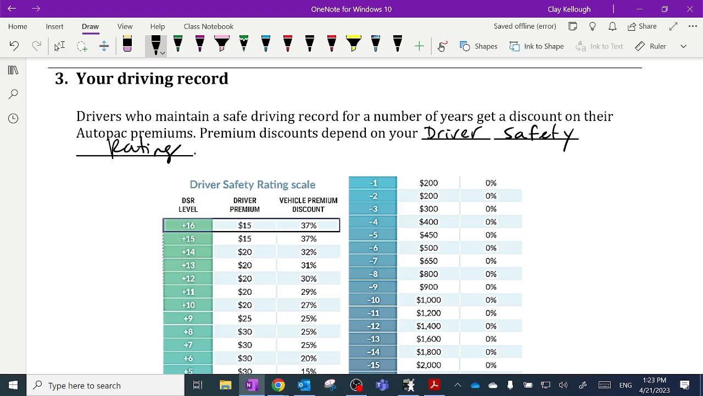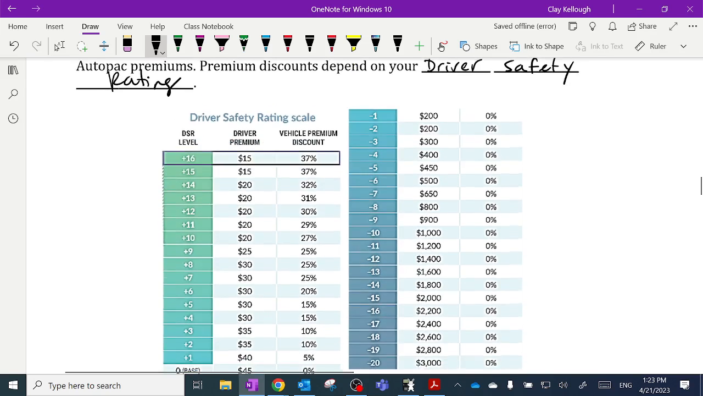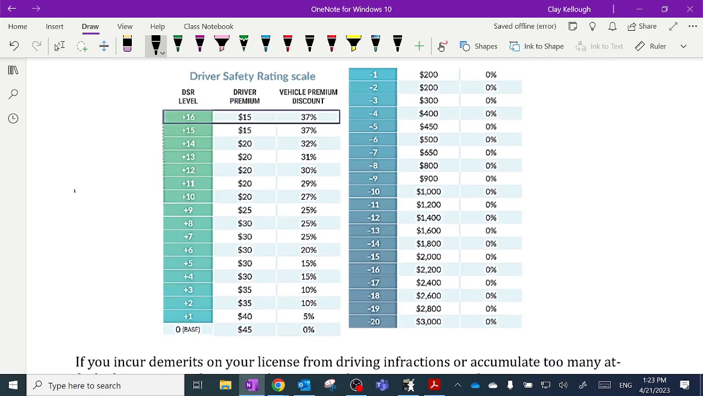Later on in this class, we're going to look at the actual booklet from Autopac, where it'll explain how you get pluses, which we would call merits, and how you get minuses, which we would call demerits. Usually 1 year of accident-free and moving violation-free driving will get you a merit.